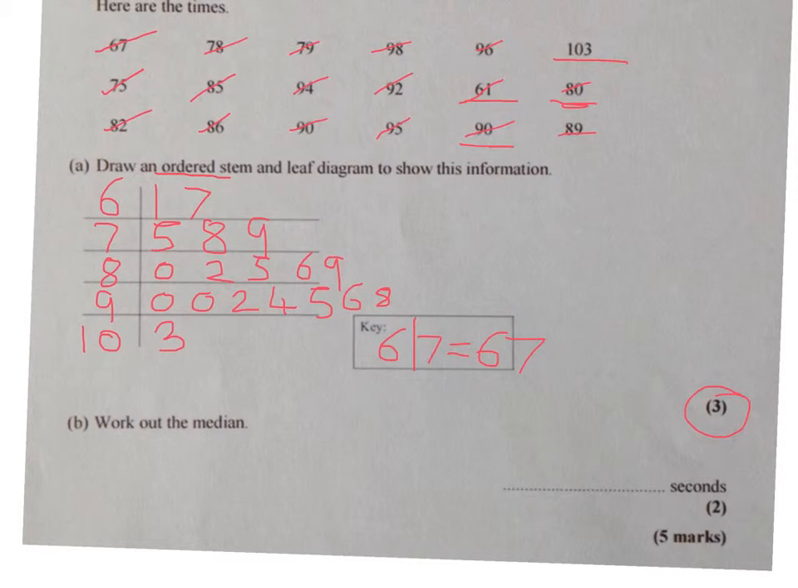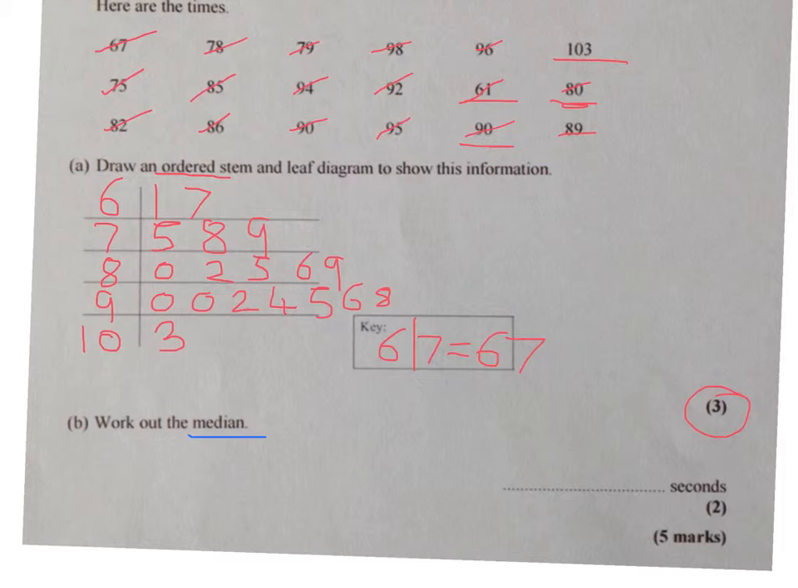Now for the second part, I've been asked to work out the median. Remember, the median is the middle value. Okay, I've got 18 values, so if I halved that, I'd get 9. So my middle value is between the 9th and the 10th value.